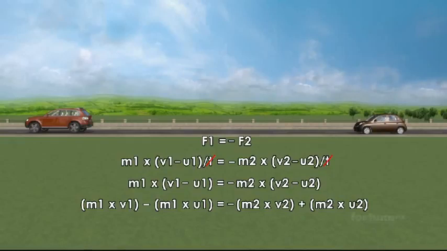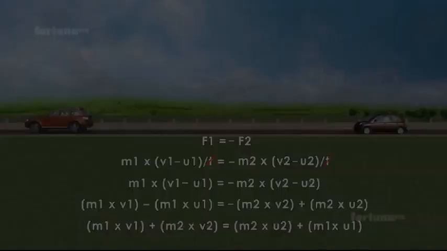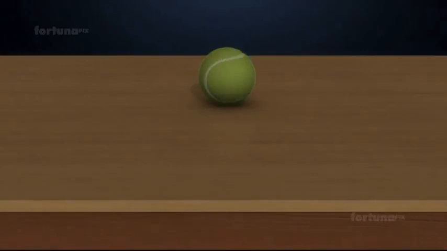And it can be written as m1 into v1 plus m2 into v2 equals m2 into u2 plus m1 into u1. From this equation, we can see the total momentum for both cars before and after the collision did not change but was conserved, thereby proving the law of conservation of momentum.